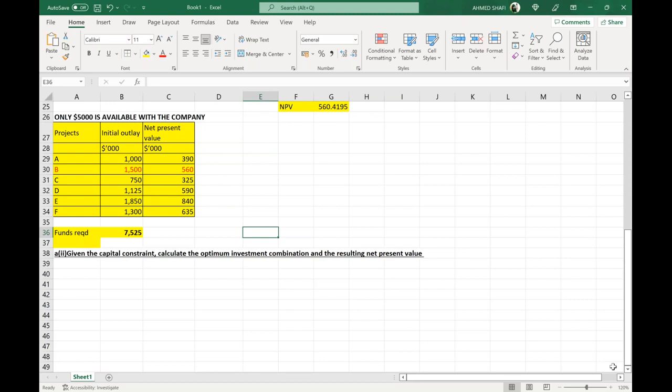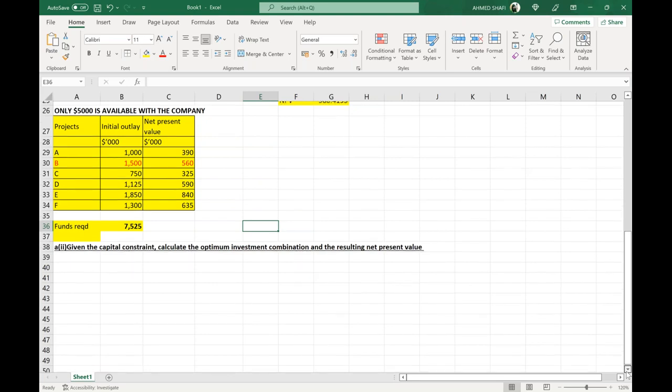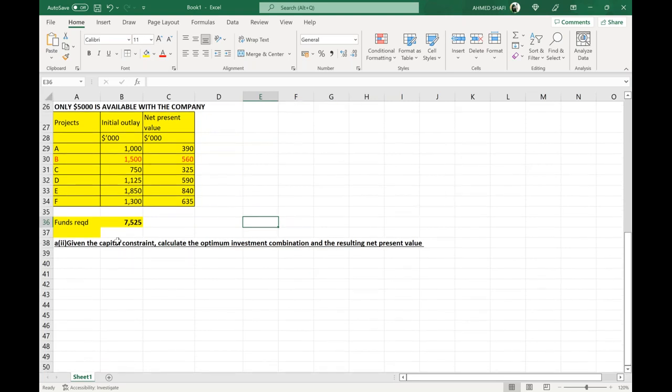How can you take all projects? You have only 5,000 available. But the projects under consideration require 7,525. So you cannot take all projects. In that case, you have to make the best combination, that is called the optimum combination. That's what it is asking: calculate the optimum combination or best combination.